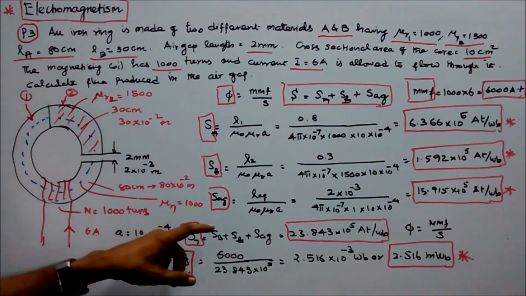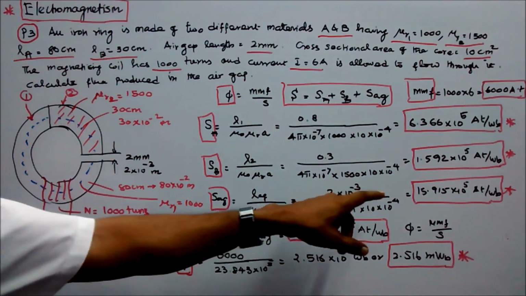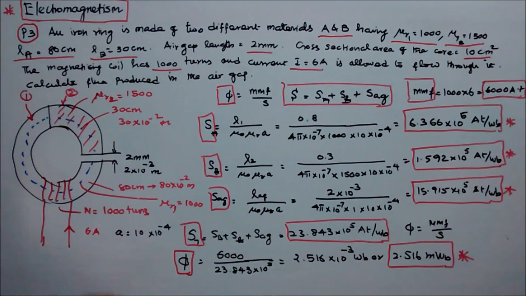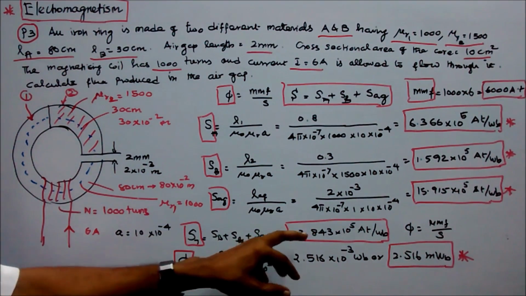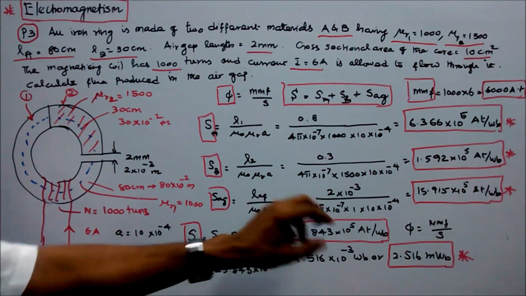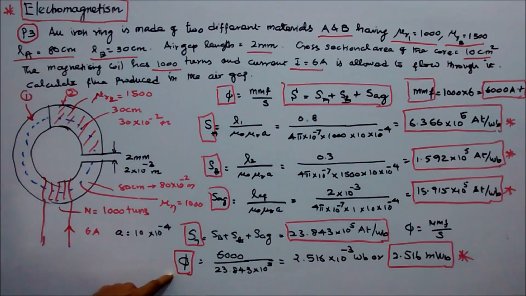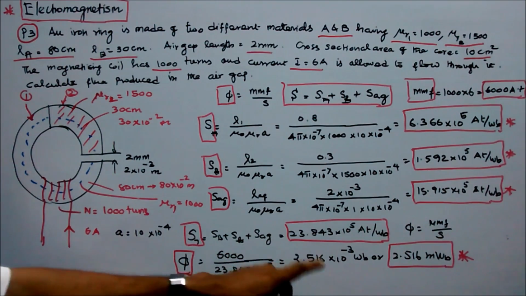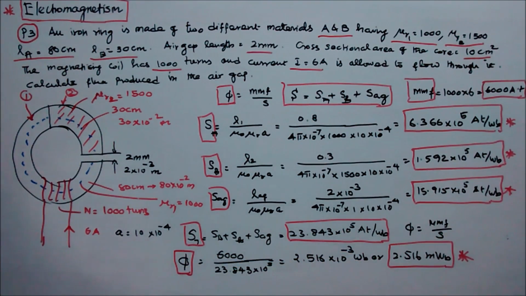Reluctance of the air gap is equal to 15.915 into 10 power 5 ampere turns per Weber. The total reluctance is 23.843 into 10 power 5 ampere turns per Weber. Phi is equal to MMF by total reluctance, 6000 divided by 23.843 into 10 power 5. That is equal to 2.516 into 10 power minus 3 Webers or 2.516 milliwebers.